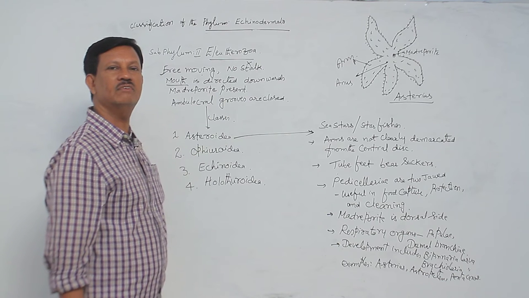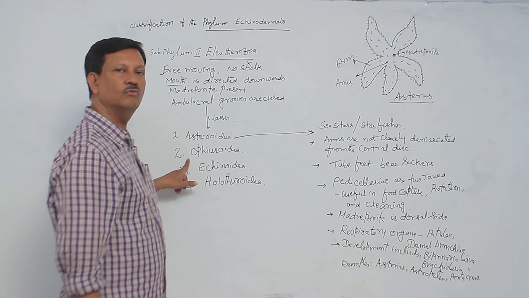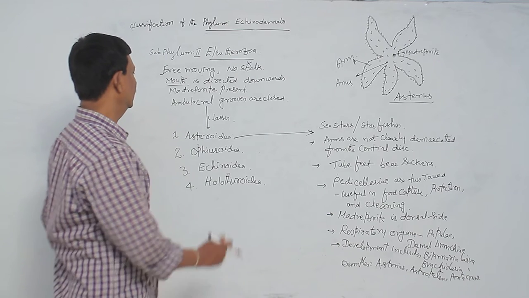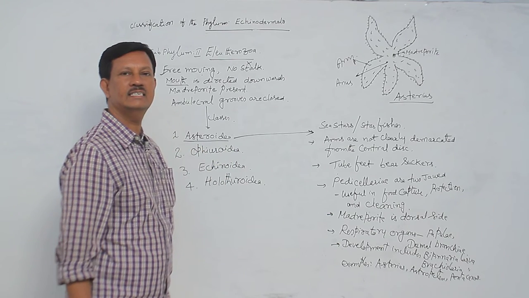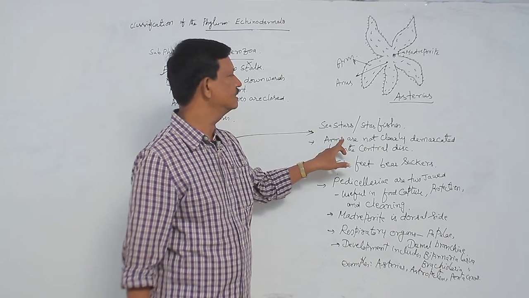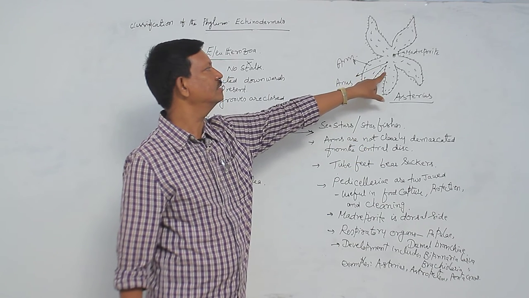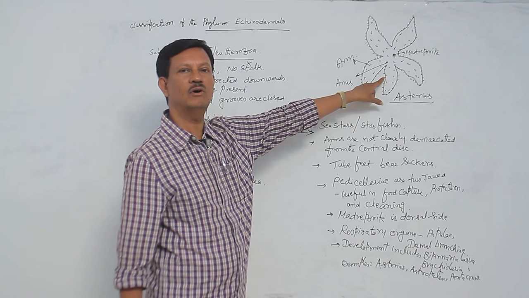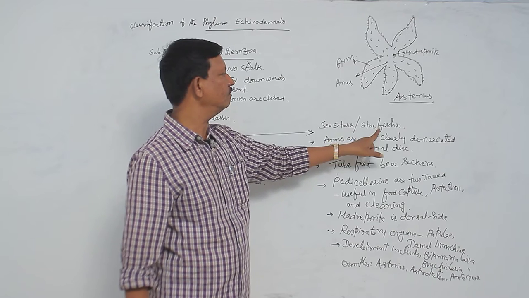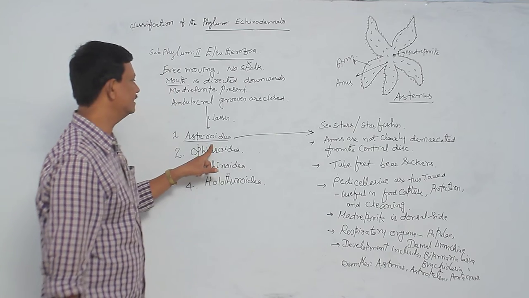This subphylum is divided into four classes. Already we have discussed that they are Asteroidea, Ophiuroidea, Echinoidea and Holothuroidea. Now we have to discuss the main characters of Asteroidea. The class Asteroidea are commonly known as sea stars or star fishes. Sea star means the appearance of the body looks like a star and they are found in the seawater, hence they are commonly known as the sea stars. They are found in the water, that's why they are also known as star fishes. This is the common name of this class Asteroidea.